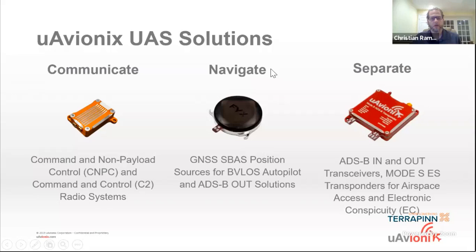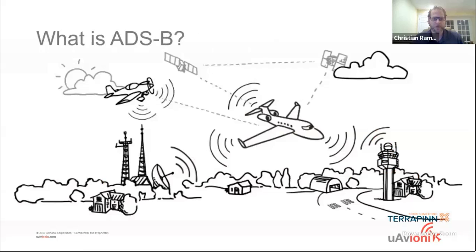So, one slide introduction to Avionics. We are an avionics manufacturer for drones and general aviation. We produce equipment that falls into the communications, navigations, and separation categories. So command and control radios, GPS position sources, and transponders and ADS-B solutions. These are some examples of what they look like for our drone solutions.